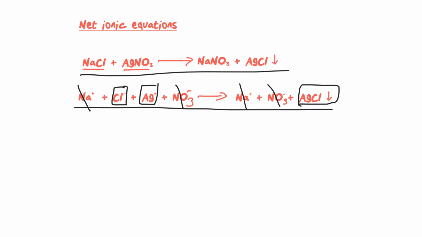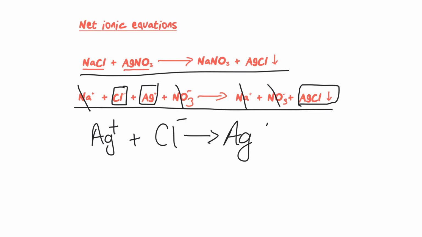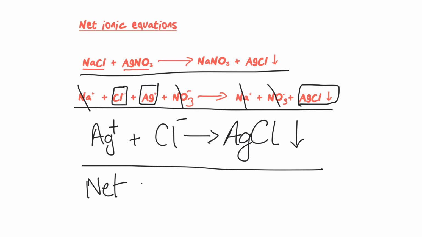So now we will write our final net ionic equation, and that is going to look something like this. Ag positive plus Cl negative yields AgCl with a downward arrow, and this is your net ionic equation.